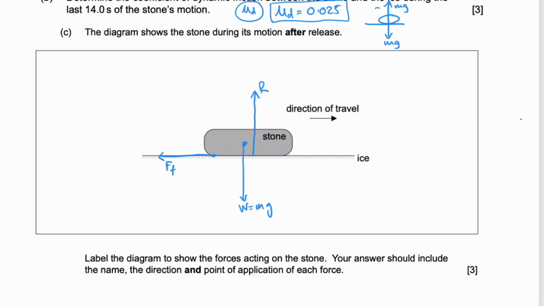The key here is to recognise that the length of the weight vector should be equal to the length of the reaction force vector, and the point of application of the reaction force vector should be perpendicular to the surface. The weight vector should be from the centre of mass, and the force of friction vector should be between the two surfaces.